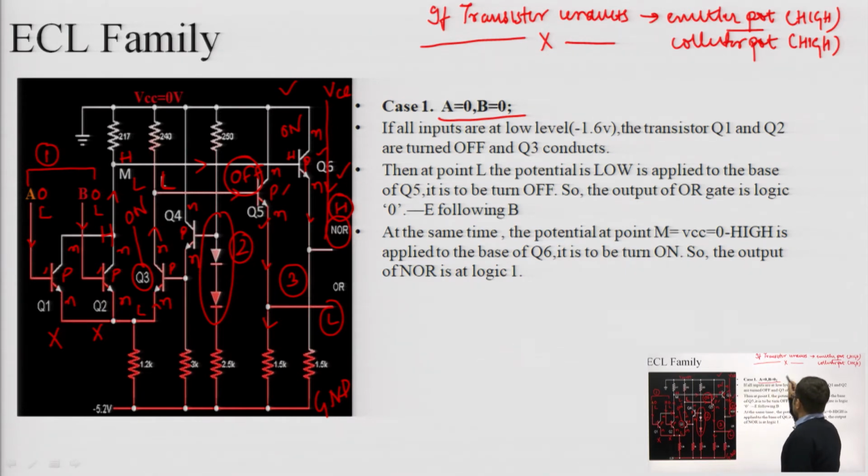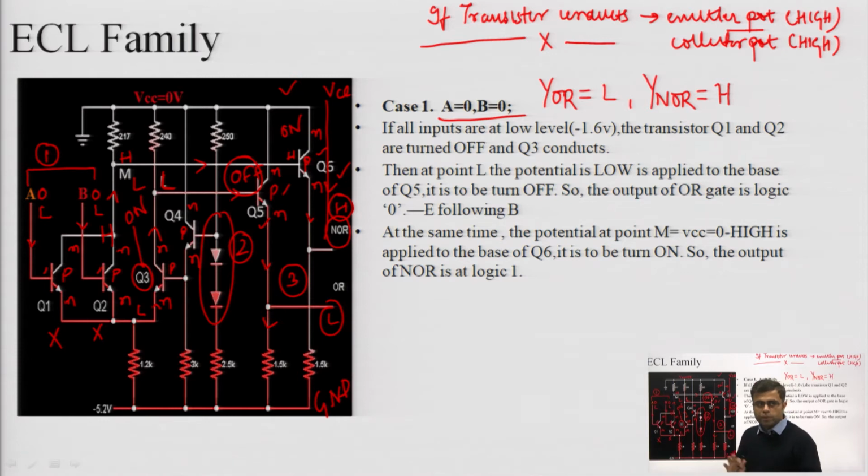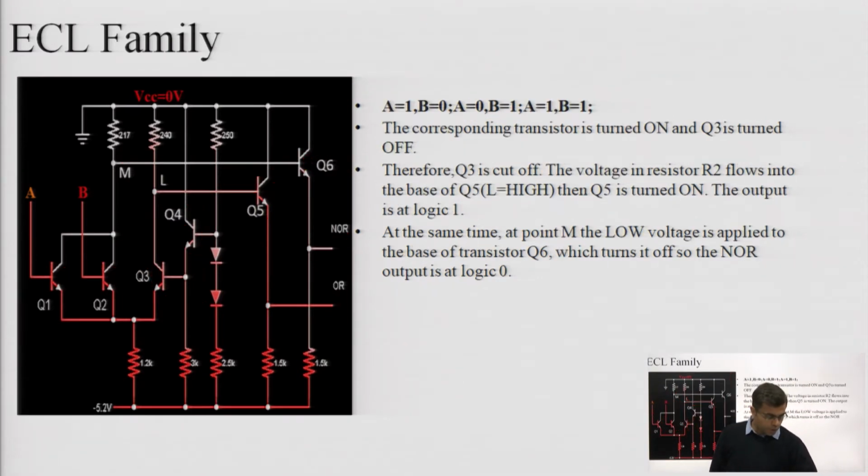So for A is equal to 0, B is equal to 0, Y OR is equal to low and Y NOR is equal to high. Okay. So this should have been the case. So this is the operation of OR and NOR's first case for the ECL logic family. Okay. So now let's proceed towards the remaining parts.